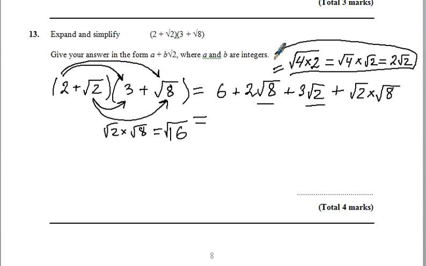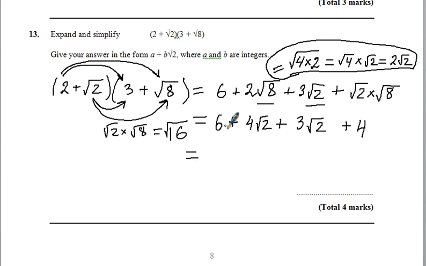It's not necessary for you to write all this explanation. If you already remember from practicing this so many times that square root of 8 is 2 square roots of 2, you can write immediately 6 plus 2 times 2 square roots of 2, which is 4 square roots of 2, plus 3 square roots of 2, plus square root of 2 times square root of 8, which is square root of 16, which is 4.